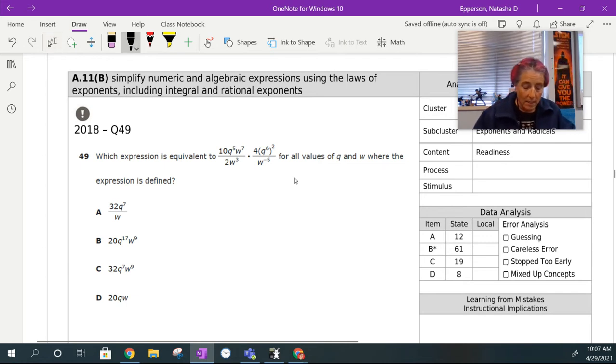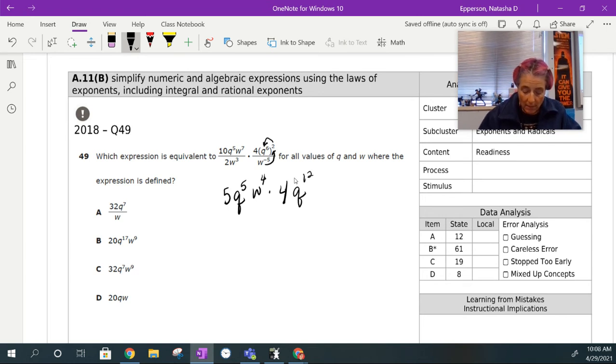All right, with this question we have a little bit more work to do. I can simplify this left side as we go along. So 10 divided by 2 gives me 5. I've got Q to the 5th on top, but no Q on the bottom, so that just stays Q to the 5th. I've got W, 7 minus 3 gives me 4. The 2 only goes to this Q, not the 4, so that becomes 4. Then I'm going to do Q, 6 times 2, which is 12. This W to the negative is going to get moved up, so that's W to the 5th to make it positive. Now I'm going to multiply the coefficients, 5 times 4, which gives me 20.